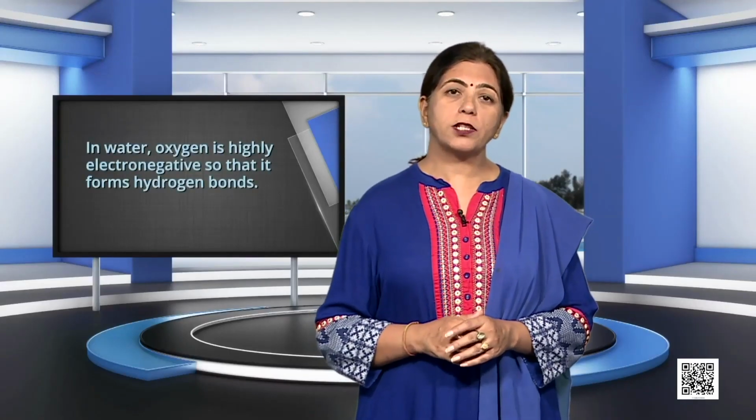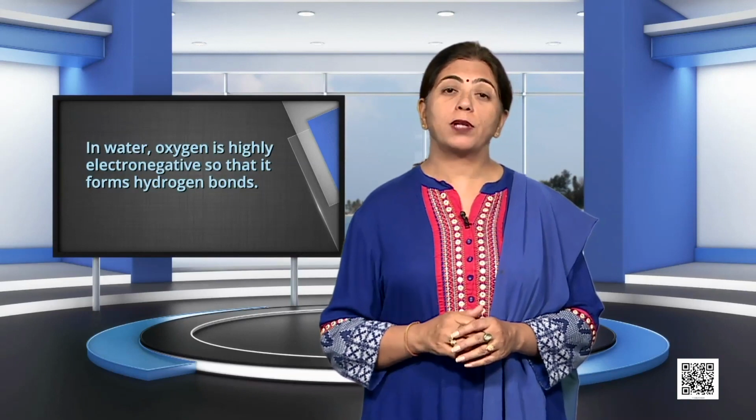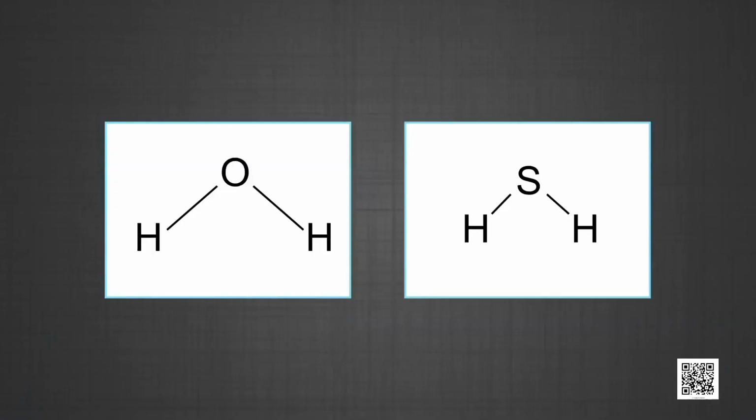In water, oxygen is highly electronegative, so it forms hydrogen bonds. As a result, the water molecules get associated with one another, and this raises the boiling point of water. Consequently, water exists as a liquid at room temperature. On the other hand, the electronegativity difference of the atoms in H2S is less, and hydrogen bonding in H2S is almost negligible. As a result, H2S is not associated and exists as a gas at room temperature.